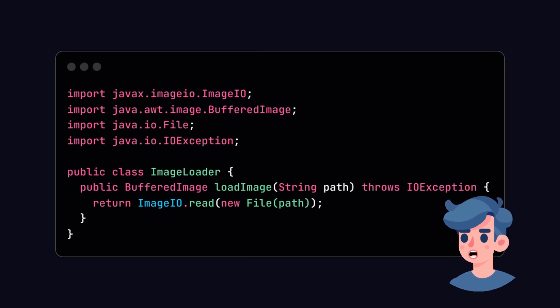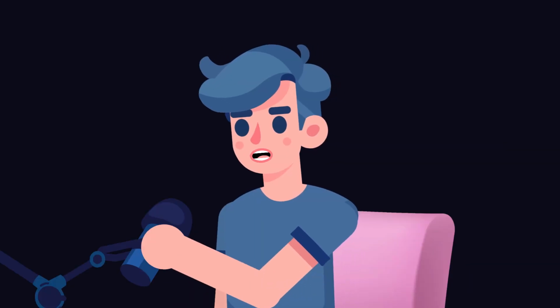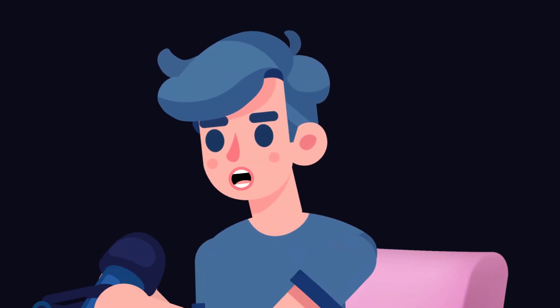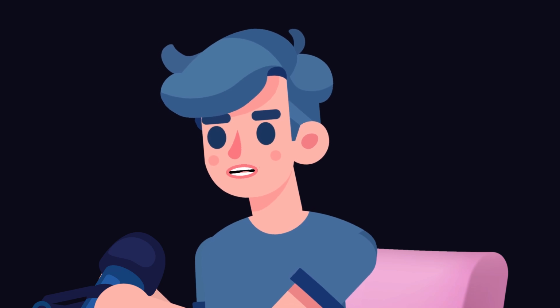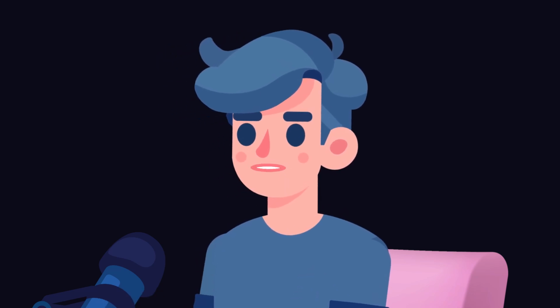Now, let's start by writing a simple code to load an image. We'll utilize the BufferedImage class for this task. Create a class named ImageLoader. This class will have a method loadImage that accepts a file path and returns a BufferedImage.